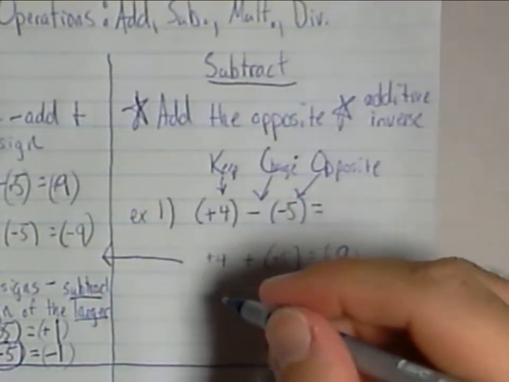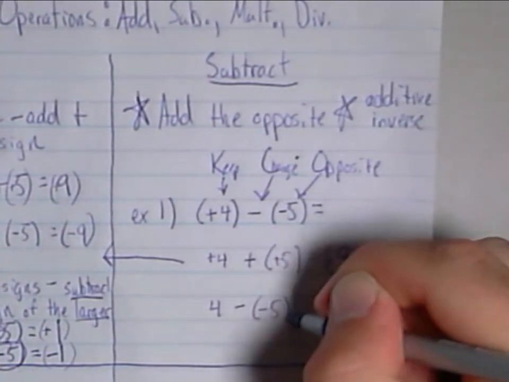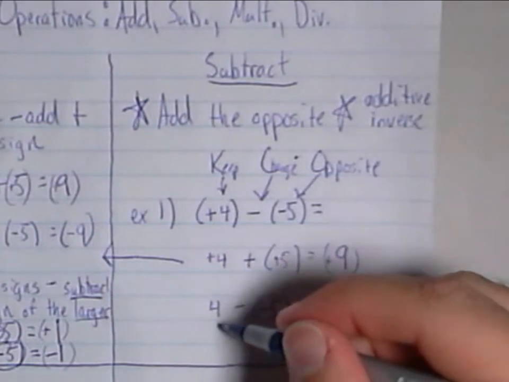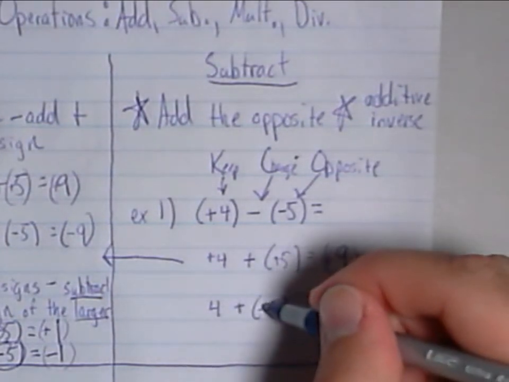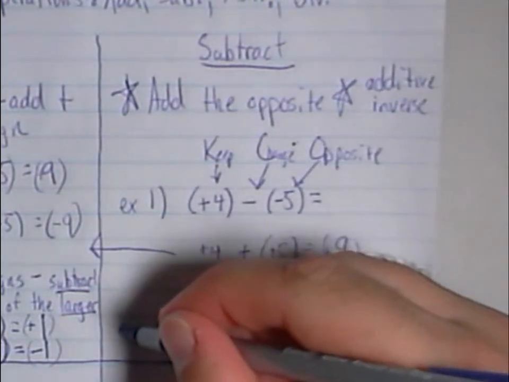So with the subtraction, you're always going to go back to the rule of addition because we're changing every single subtraction problem to an addition problem. So if I were to see the same exact problem again, I'd keep it, I'd change the sign, and I'd take the opposite that's there. And that's essentially all I did in this example above.